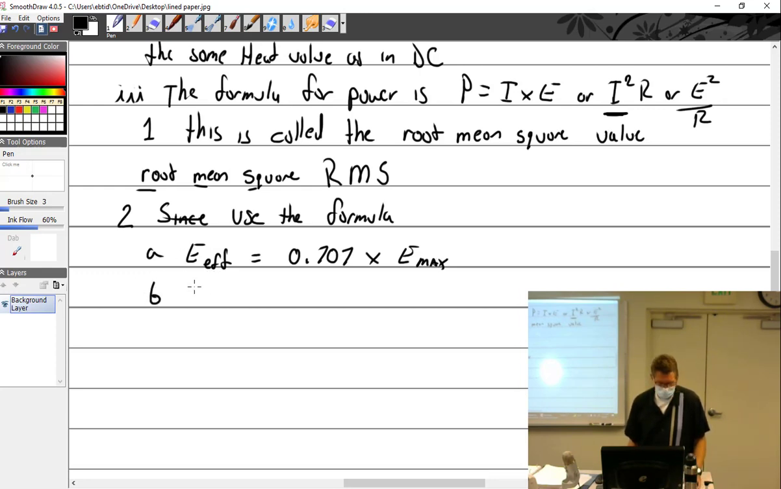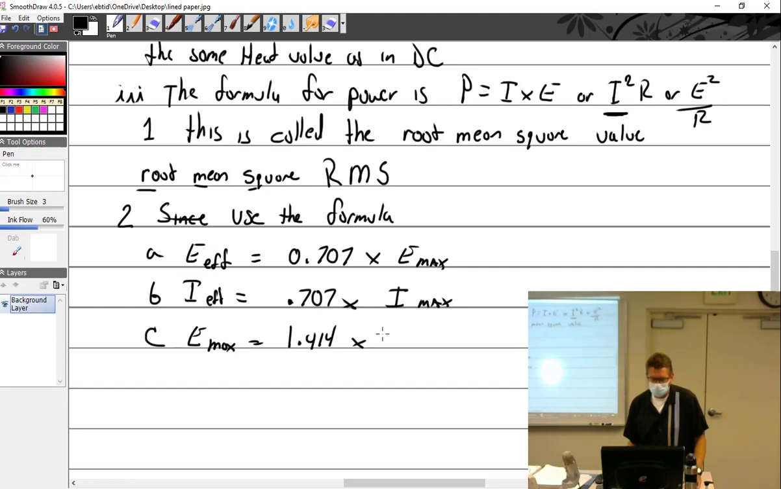I could do the same thing. So I effective equals 0.707 times the I max, so whatever your max is. Or we could do it the other way around. E max equals 1.414 times E effective. So if I know the effective, like I know it's 110 coming out of here, or 120, whatever you want to call it, we'll stick with 120 because I wrote it first. 120, I could multiply that times 1.414, and I'm going to get my peak voltage.